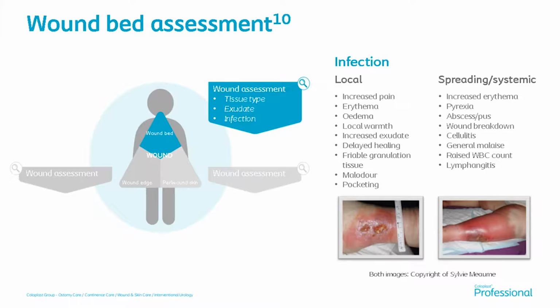And then we move on to slightly further on the infection spectrum, looking at spreading or systemic infection: increased erythema, patient having a temperature. Have they got pus or an abscess present? Is the wound really starting to break down? Is the patient becoming systemically unwell? All things that should be considered as part of our wound bed assessment.